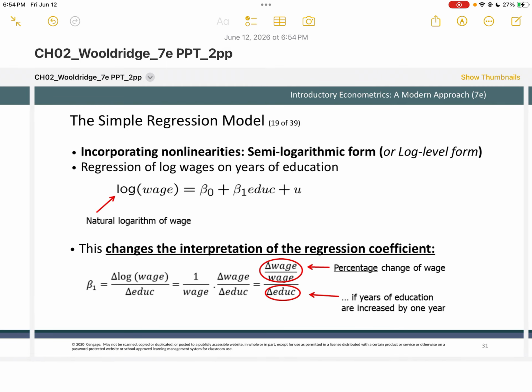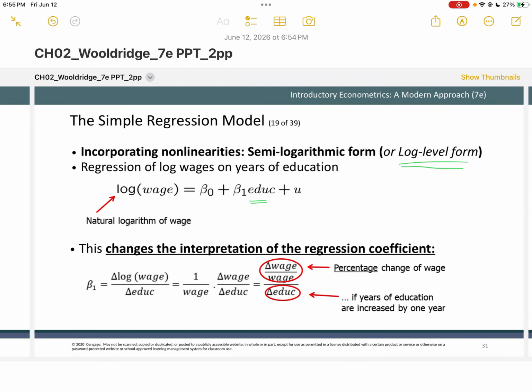We can incorporate nonlinearities into our model. For example, we can have the log level form, where we log wage and we don't do anything to the education variable. When we use the log level form, this changes the interpretation that we have for our slopes.